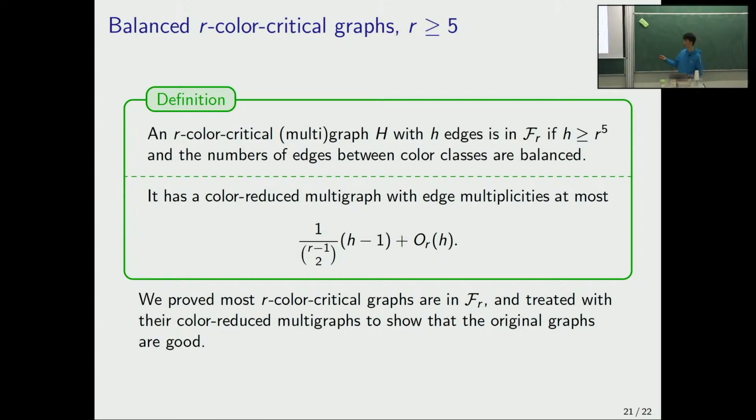And what we also showed is most of the color critical graphs are good. I mean, most of the color critical graphs are balanced. So it says that most of the color critical graphs are balanced and they are good. So most of the color critical graphs are good.